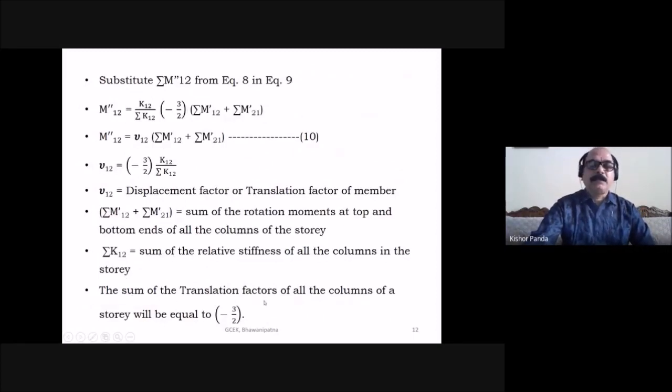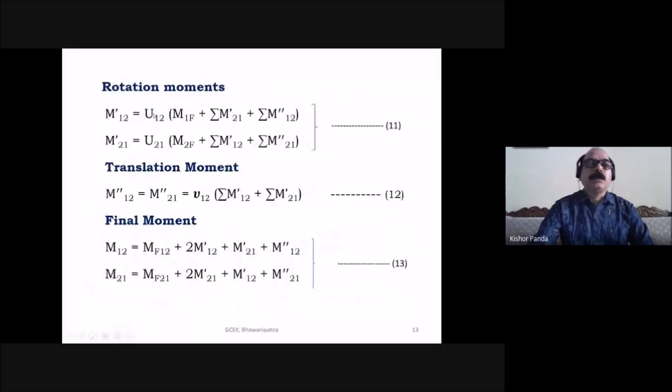The sum of the translation factor of all the columns of a story will be equal to minus 3 by 2. So you have to check that the sum of the translation factor of all the columns of a story will be equal to minus 3 by 2. Always you have to check the sum of the translation factor. So that will come to minus 3 by 2. So this is the formula.